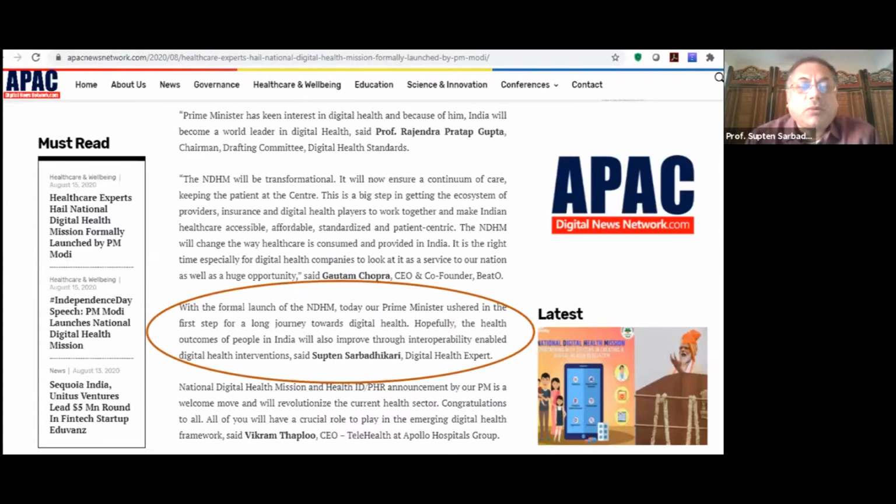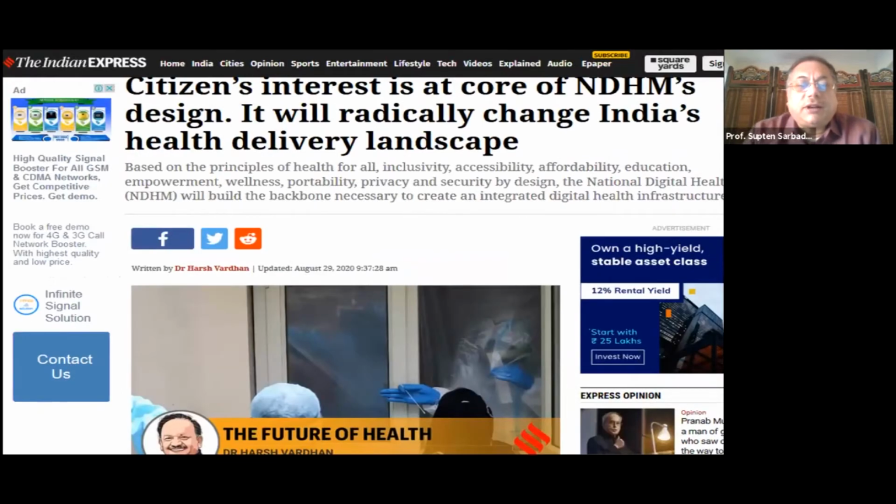So one of the things which I hope, this is definitely an excellent first step, and we hope that the health outcomes of people of India will also improve through this interoperability-enabled digital health interventions. In fact, our Honorable Health Minister, Dr. Harshvardhan, had given a very explicit write-up in the Indian Express as an opinion piece that citizens' interest is at the core of the National Digital Health Mission's design, and it will radically change India's healthcare delivery landscape.